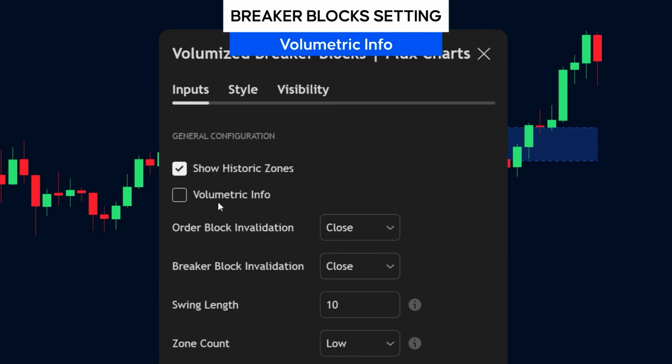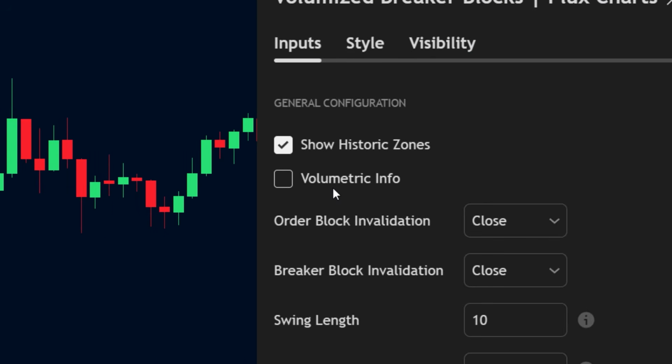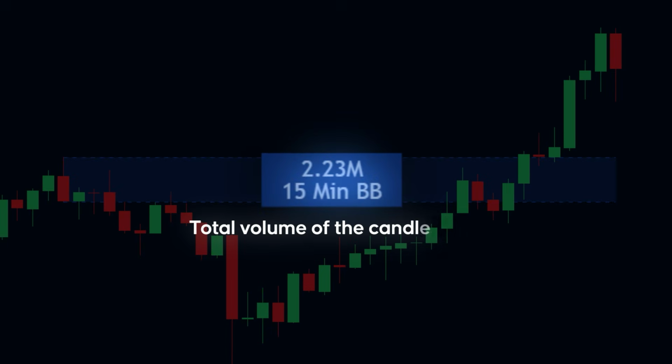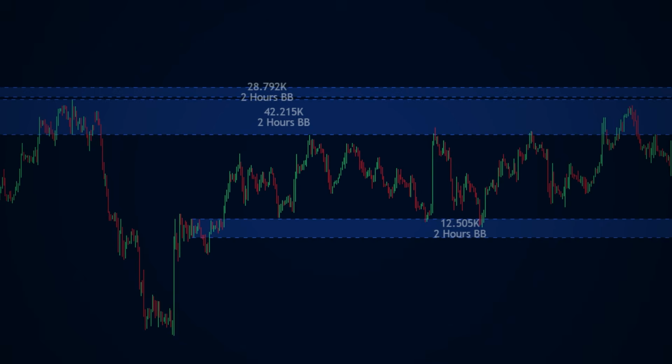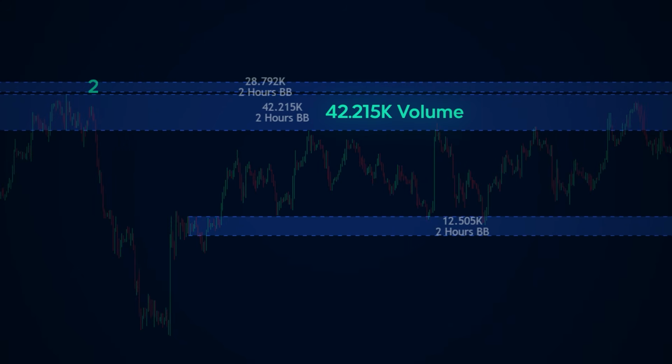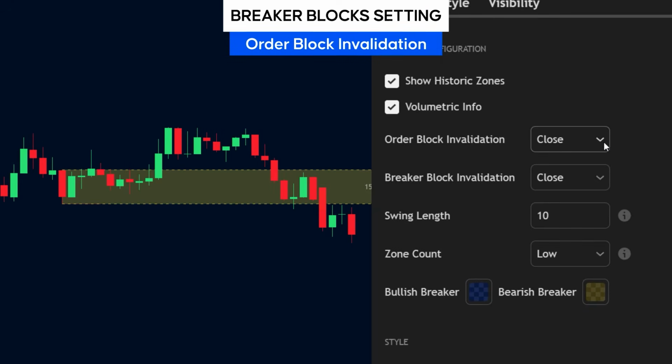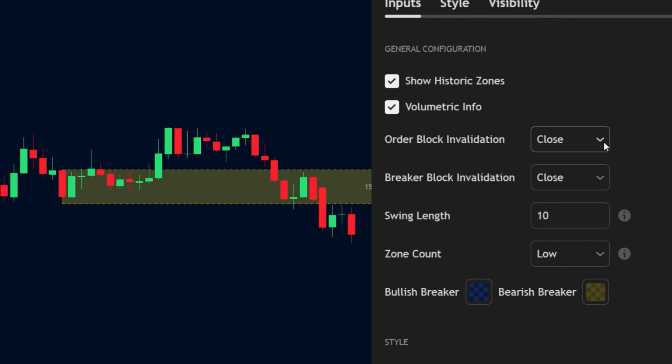The first setting is volumetric info. This toggles whether the indicator displays volume data for each breaker block. When it's on, you'll see the total volume of the candlestick that broke the original order block. This is critical information. You want to see which breaker blocks have lots of volume behind them so you don't get faked out.